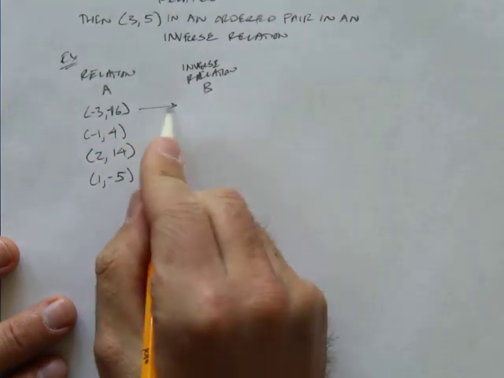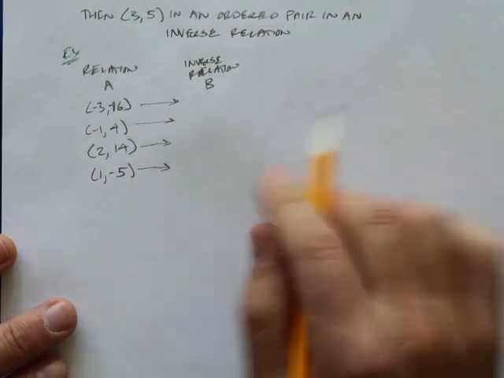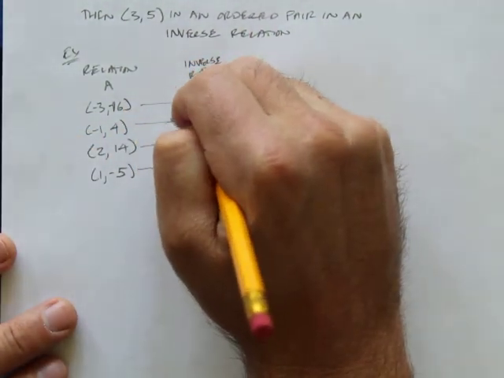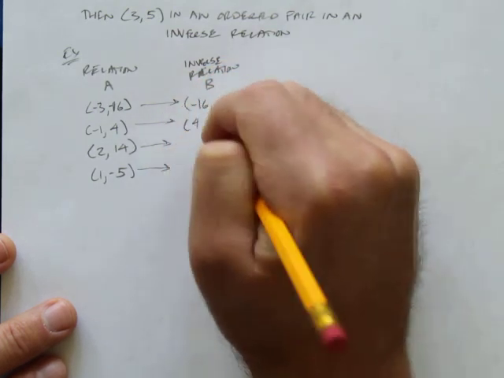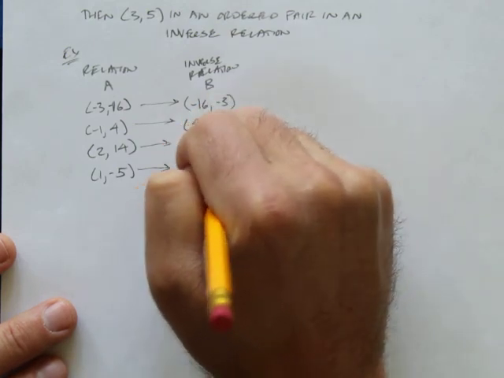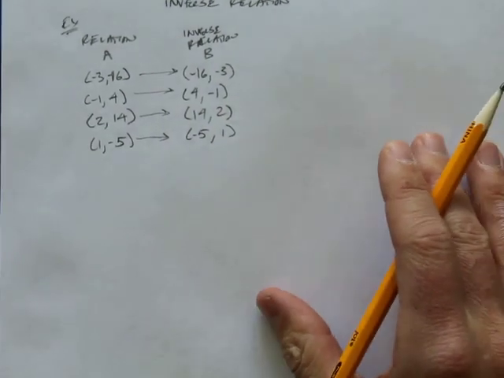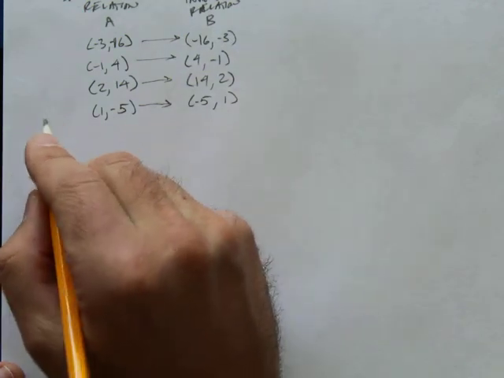And so I'm just going to look at each one of these ordered pairs, and I'm just going to switch x and y. So for the inverse relation, I've got -16, -3, 4, -1, 14, 2, and -5, 1. So I'm just switching my x and y values. Now, let's look at the graph of inverse relations.